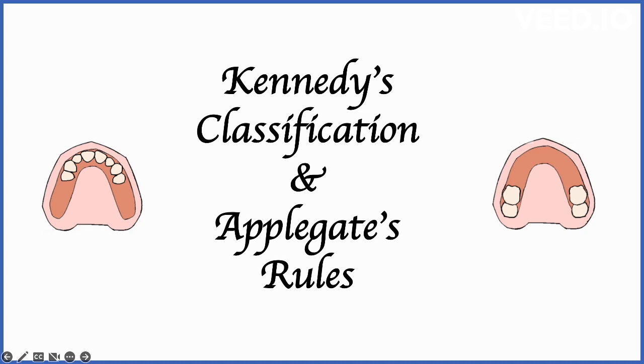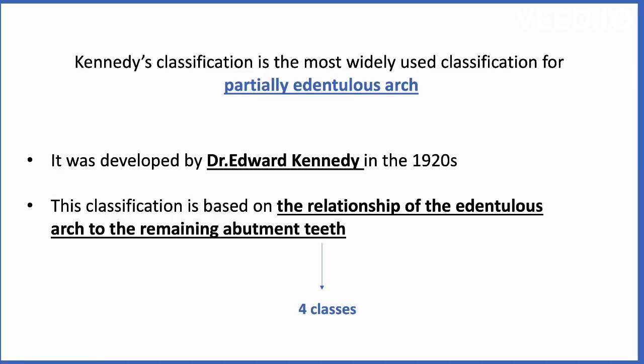The topic for today is Kennedy's classification and Applegate's rules. Kennedy's classification is the most widely used classification for partially edentulous arch. It was developed by Edward Kennedy in the 1920s. This classification is based on the relationship of the edentulous arch to the remaining abutment teeth. There are 4 classes in this classification.